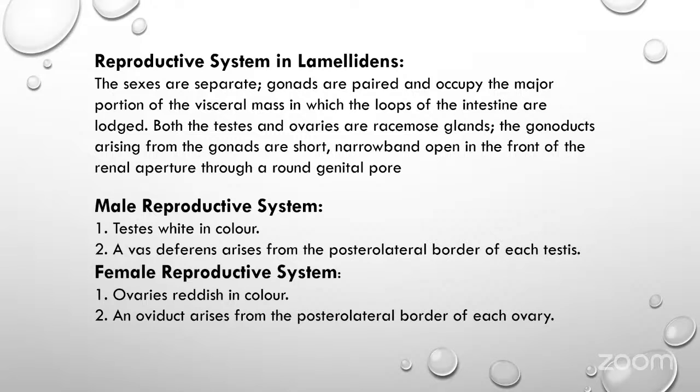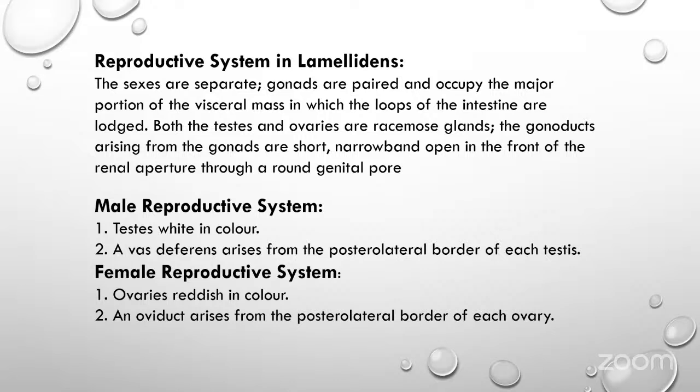Next, coming to the reproductive system in lamellidans. The sexes are separate, gonads are paired, and occupy the major portion of the visceral mass in which the loops of the intestine are lodged. Both the testes and ovaries are racemose glands. The gonoducts arising from the gonads are short, narrow, and open in front of the renal aperture through a round genital pore.